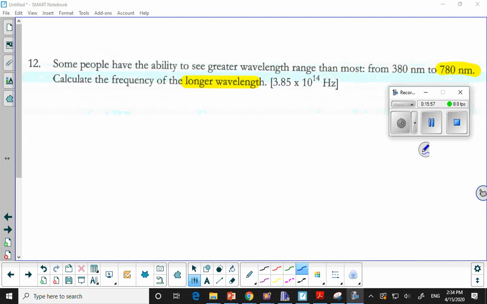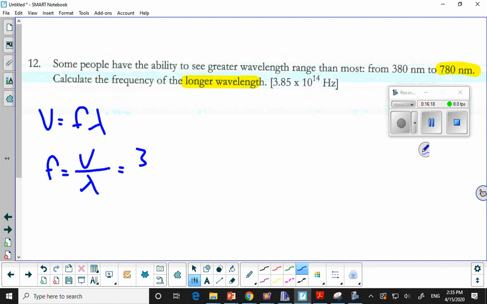Question number 12. Some people have the ability to see greater wavelengths than most, all the way from 380 nanometers to 780 nanometers. Find the frequency of the longer wavelength. So if V equals F times lambda, then frequency equals V over lambda. Still 3 times 10 to the 8, folks. And the longer wavelength, 780, is longer than 380.